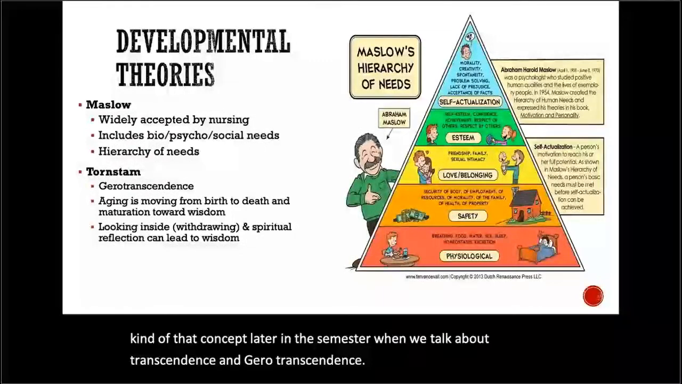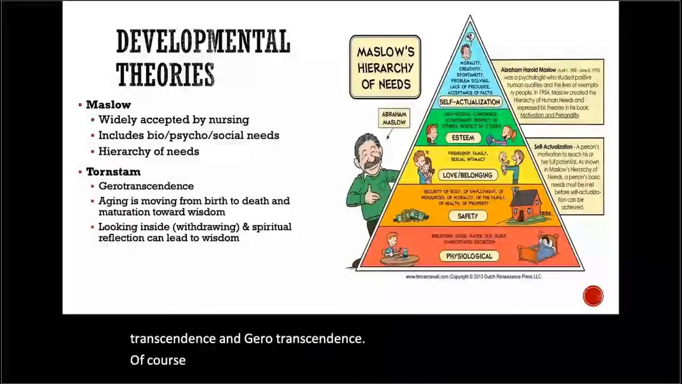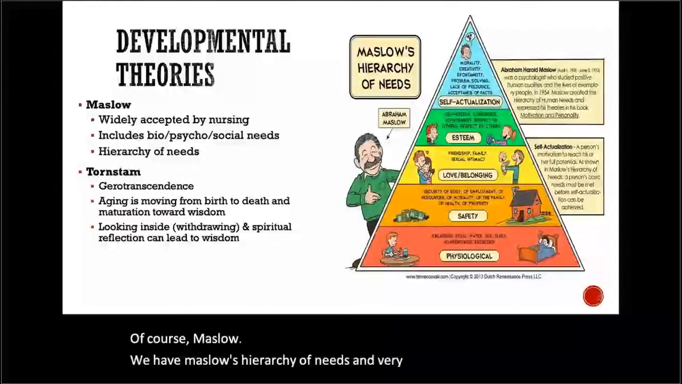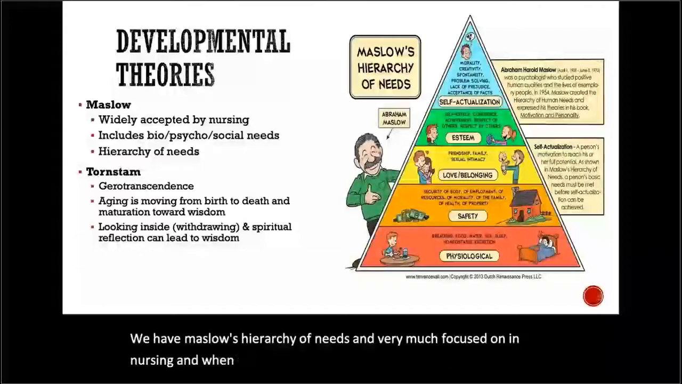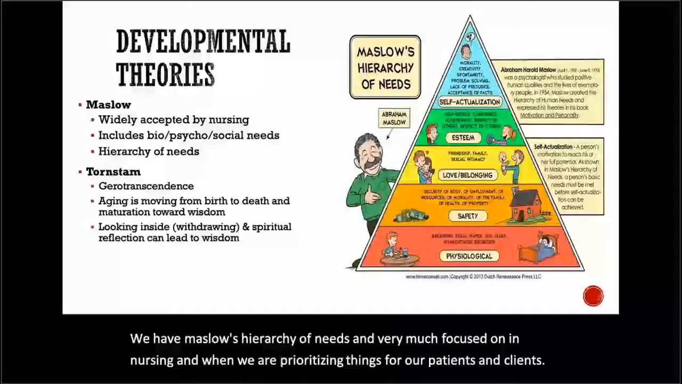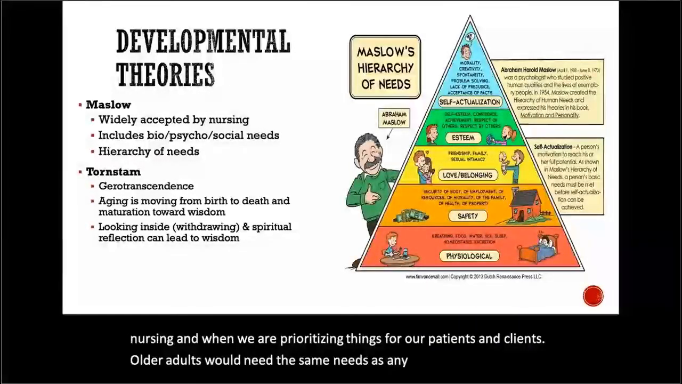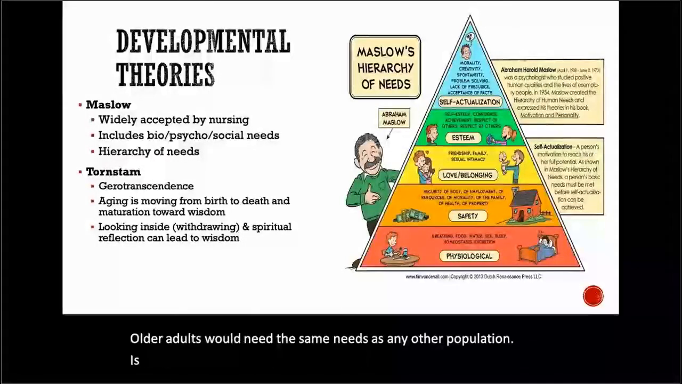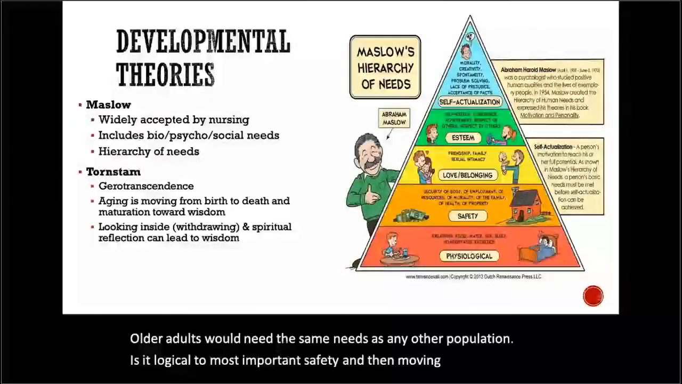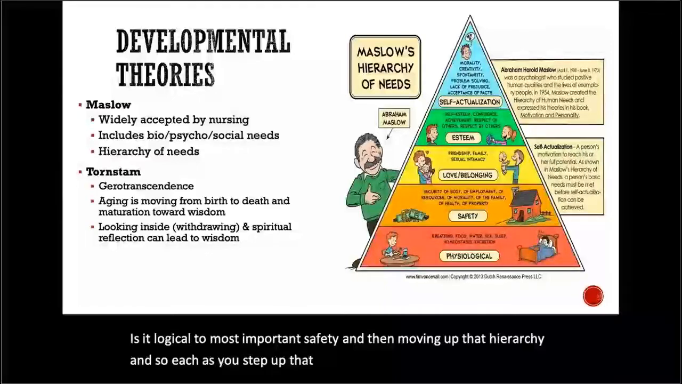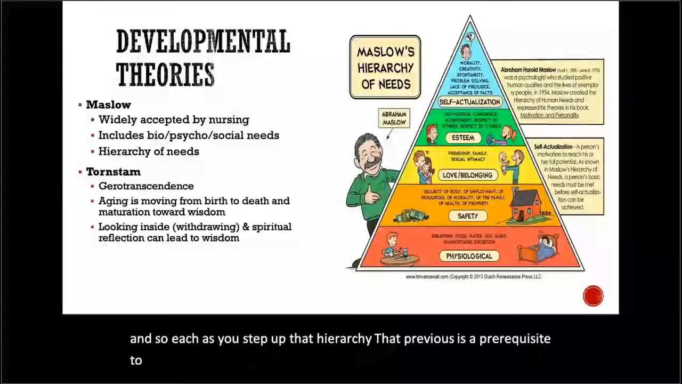Of course, you know Maslow. We have Maslow's hierarchy of needs, very much focused on in nursing when we are prioritizing things for our patients and clients. Older adults would need the same needs as any other population. Physiological is the most important, safety, and then moving up that hierarchy. So as you step up that hierarchy, the previous is a prerequisite to moving ahead.